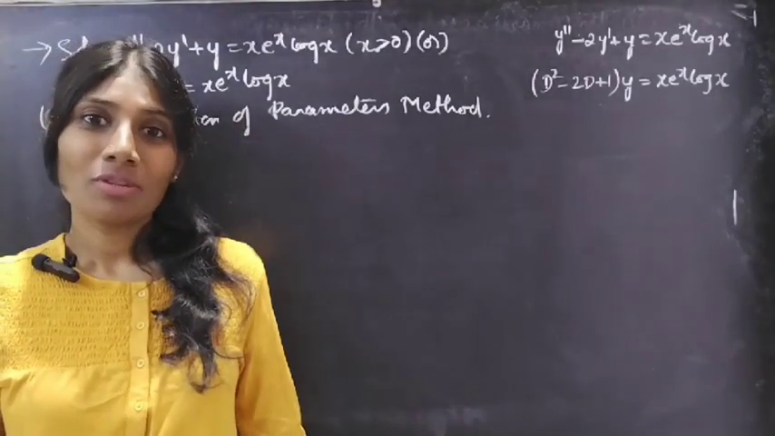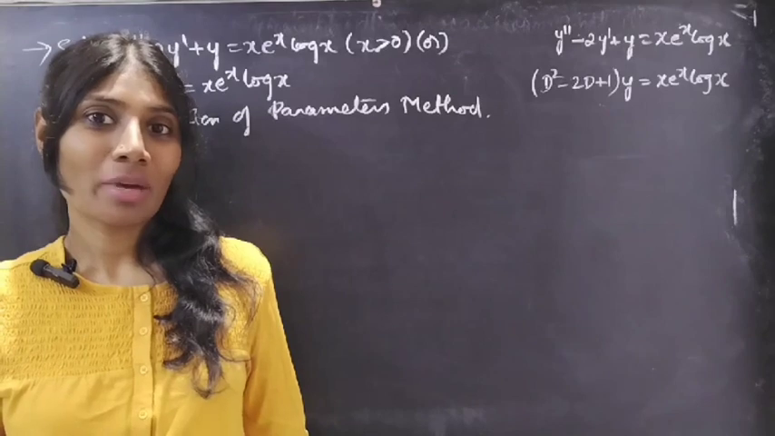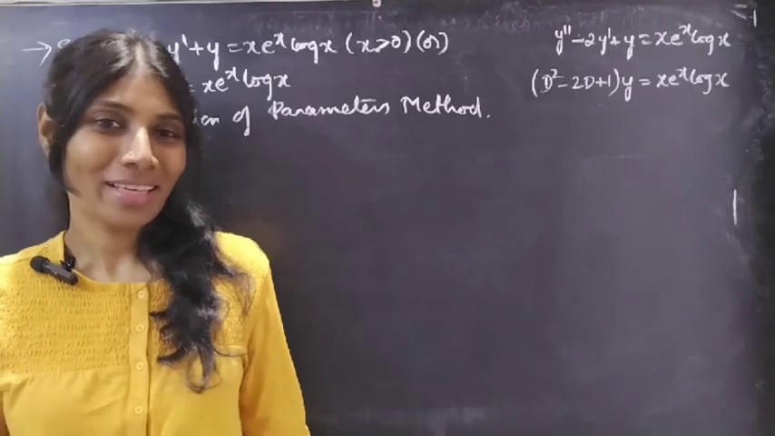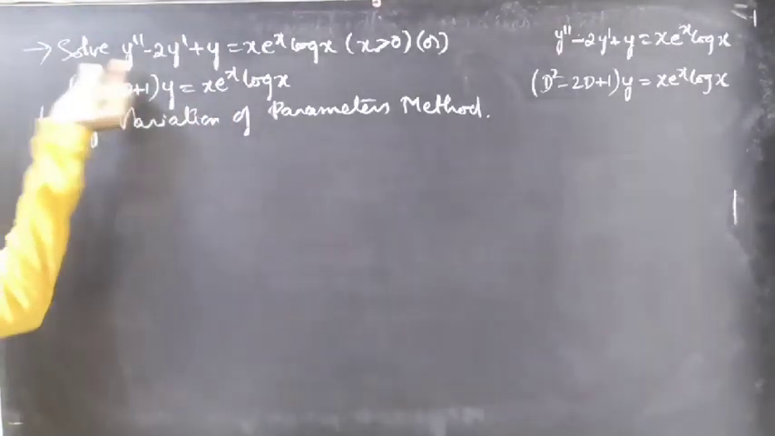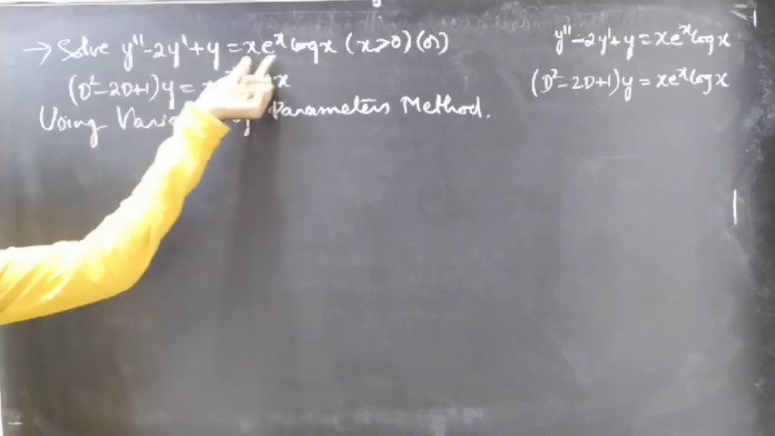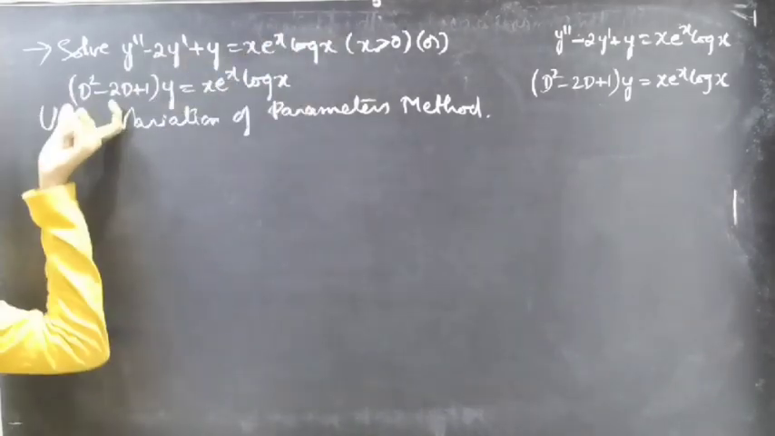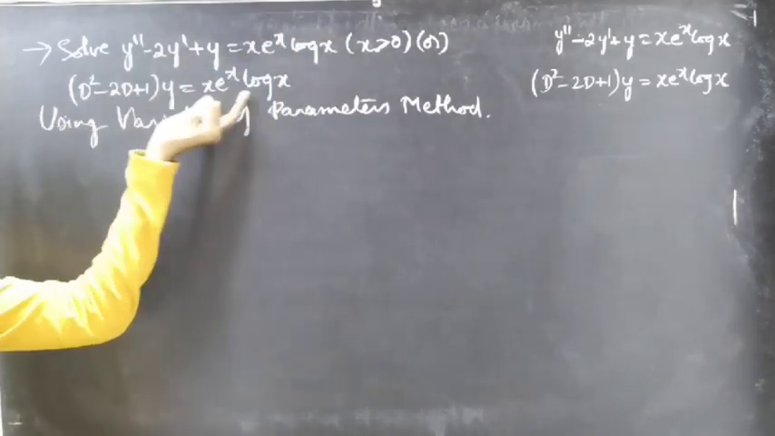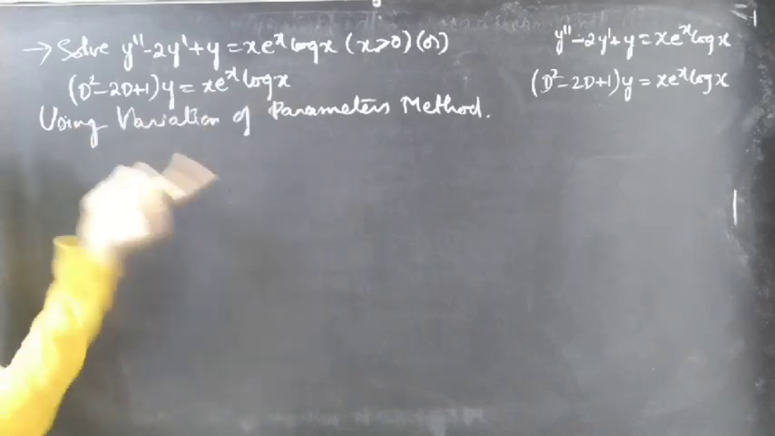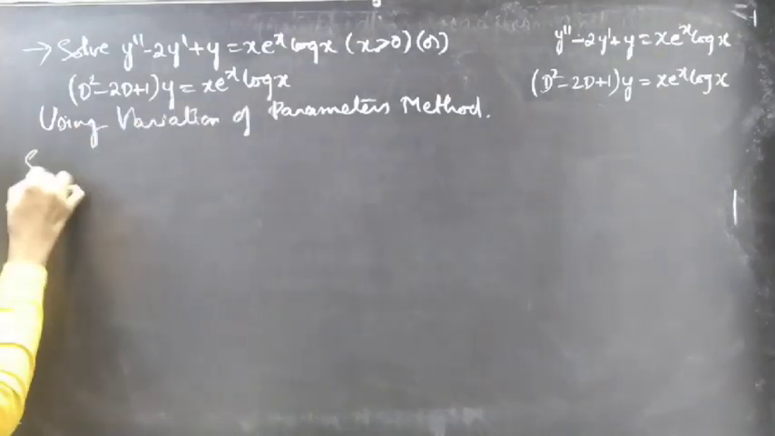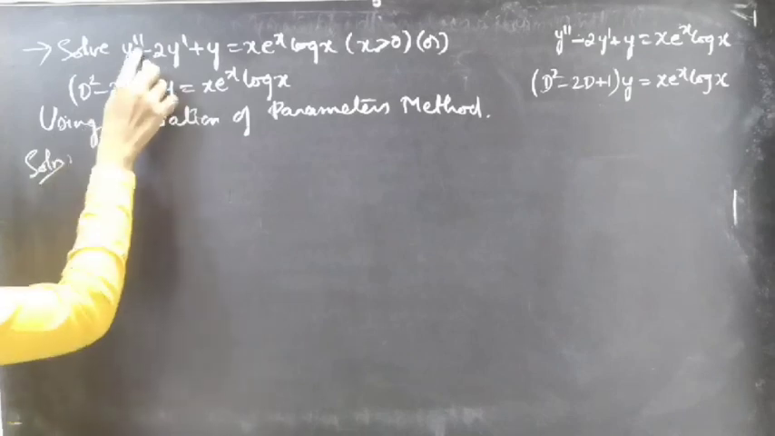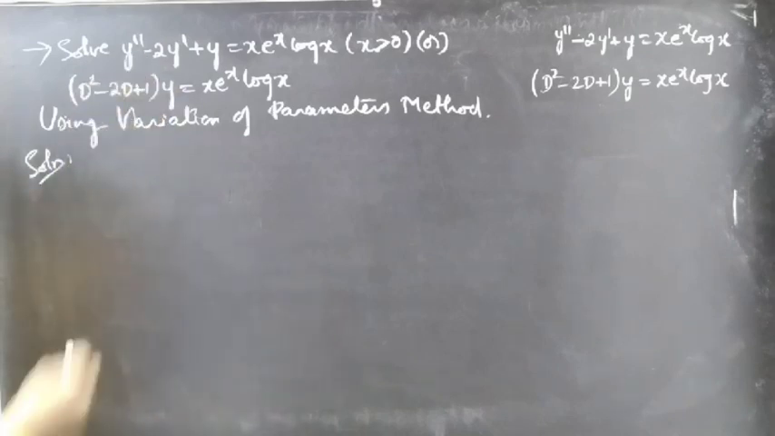In this video, we're going to solve a differential equation using the variation of parameters method. So let's get going. Problem: solve y double dash minus 2y dash plus y equal to x e power x log x for x greater than 0, or D square minus 2D plus 1 into y equal to x e power x log x, using variation of parameters method. We are given a differential equation of order 2.